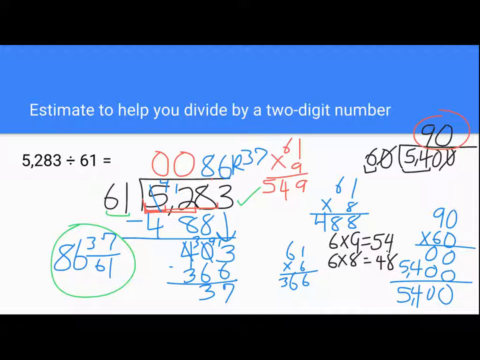Here's a division problem I could use for this equation. There were 5,283 leopards in the zoo. There were 61 habitats for them to be living in. How many leopards could be in each habitat if we divided them equally among the habitats? Hopefully the answer is 86 and 37 61ths. However, we wouldn't want to divide a leopard into 61 pieces, so we might put one or few in another.